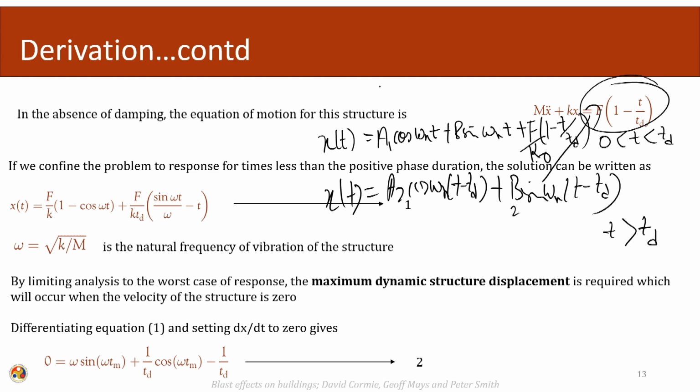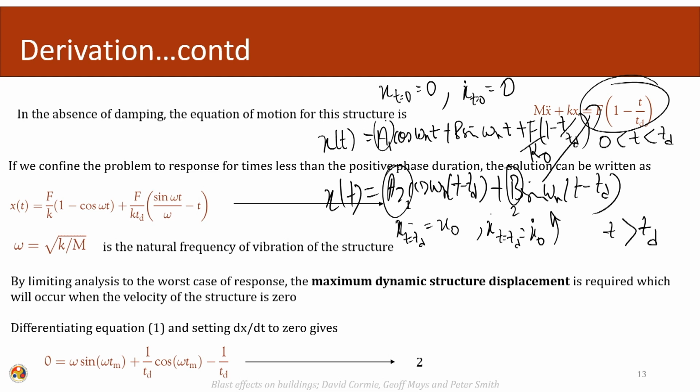So, for the first part, the initial condition is that at t equals 0, x equals 0, and velocity at time t equals 0 is 0. And for the second one, the initial condition will be x at t equals Td, whatever is the value calculated from this point, let us say x naught, and x dot, that is the velocity at t equals Td, the velocity calculated at this point. So, if we do that, we will get the solution for the x.